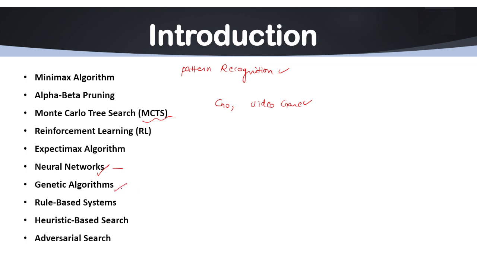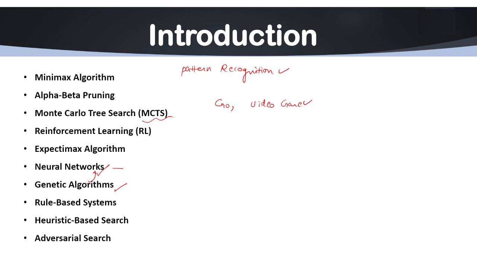Next algorithm is the genetic algorithm. So it is inspired by evolution. Genetic algorithms evolve solutions over generations. Okay. So its example can be AI systems learning to play simple arcade games by evolving gameplay strategies.